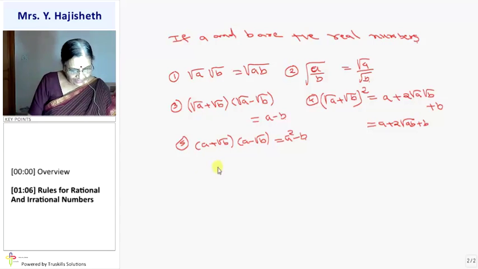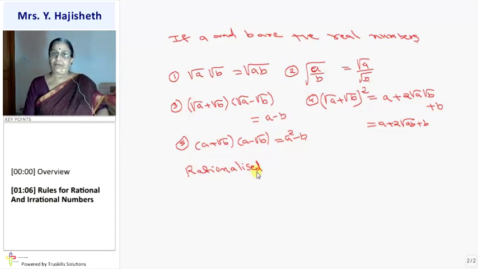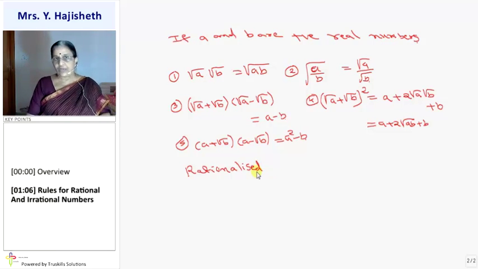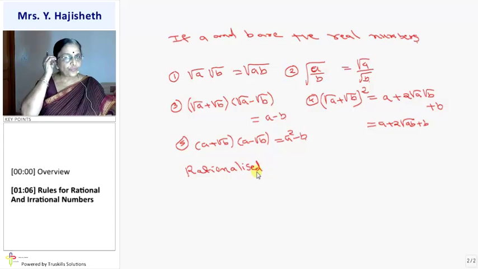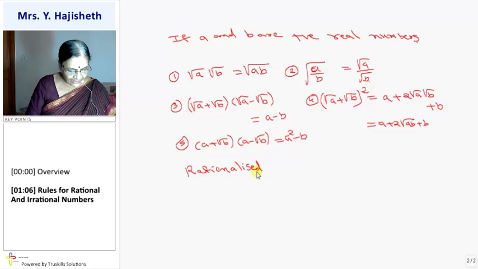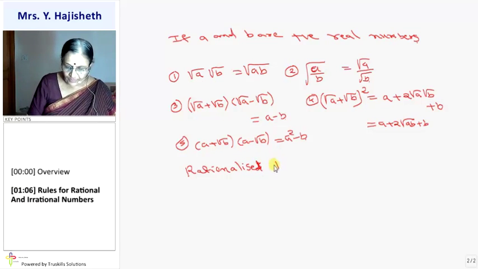Now see, there is another rule. If you want the most simplified answer, the most simplified answer does not keep any square root in the denominator. I should avoid a square root in the denominator, and in order to avoid it, I have to rationalize the denominator.